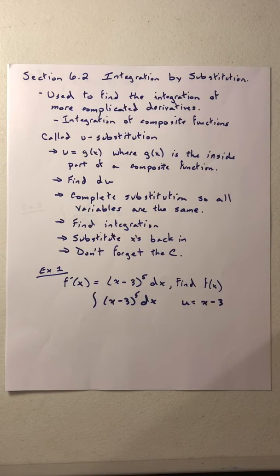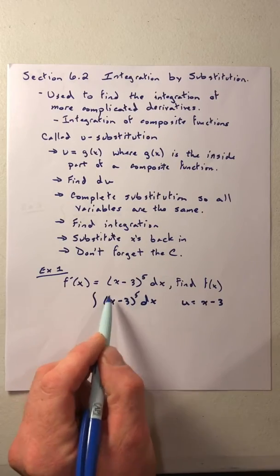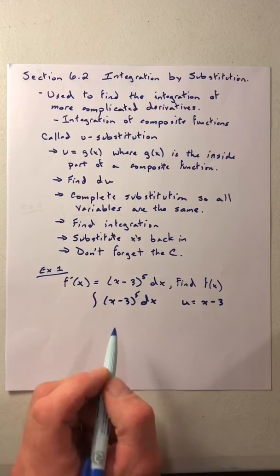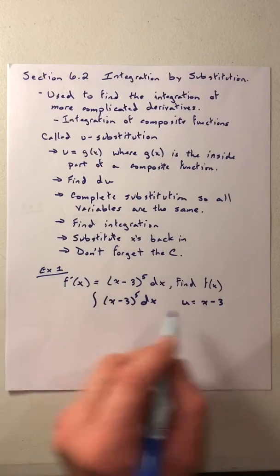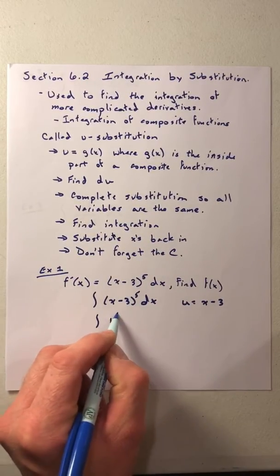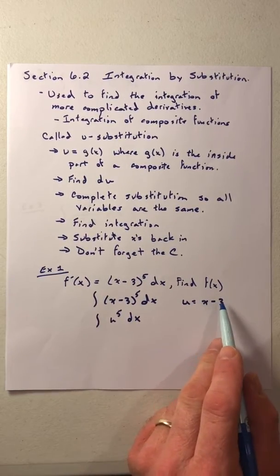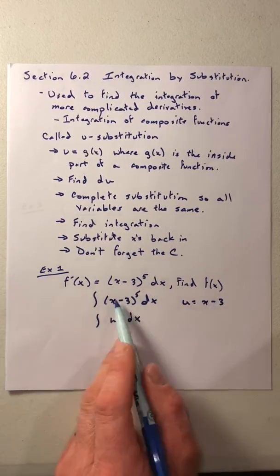And u, again, is a variable. It's very arbitrary. As you get to doing some of these problems, you're going to notice, hey, that's going to be my u. And at this point, our u is normally going to be the stuff in that quantity. So if I let this u equal x minus 3, I would have the integration of u to the 5th dx by just substituting u for x minus 3.